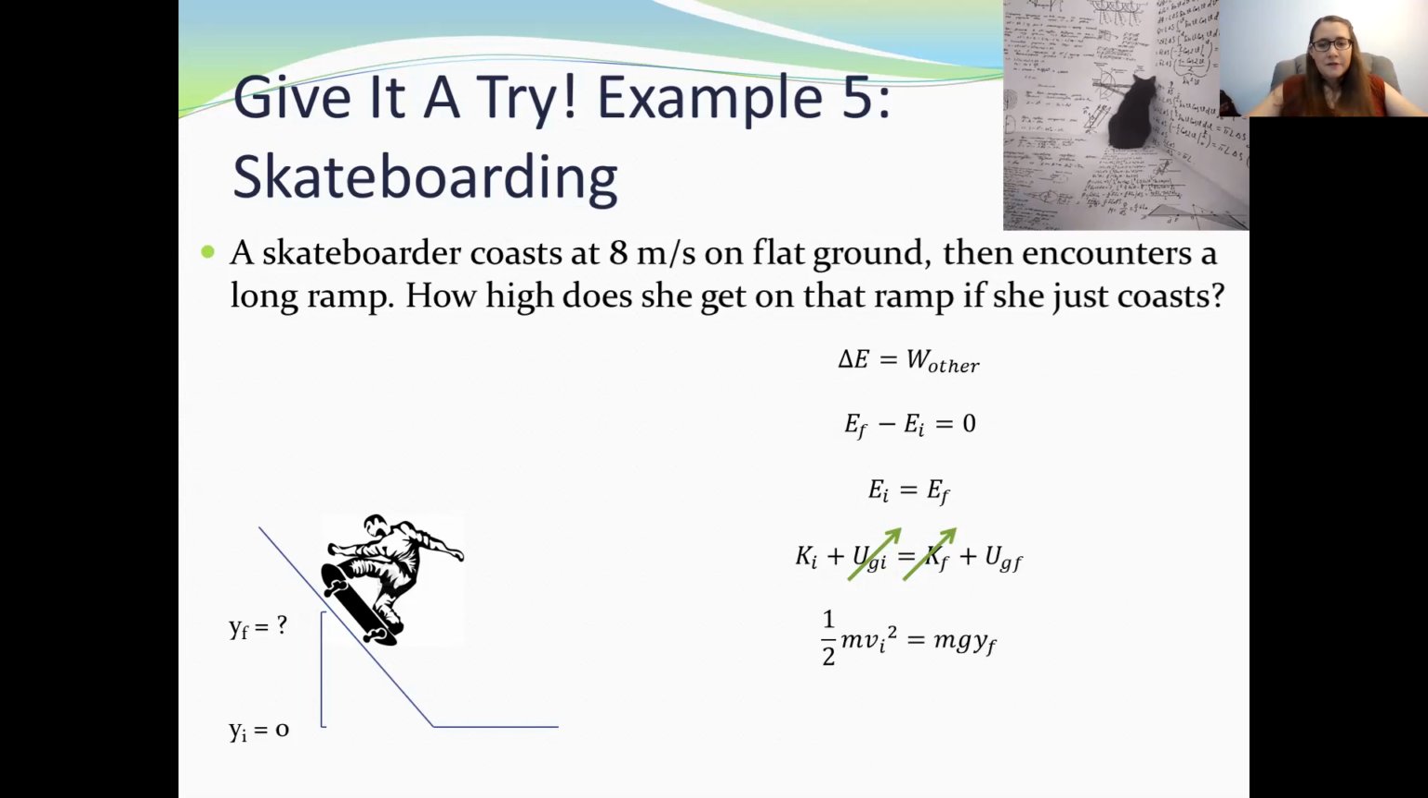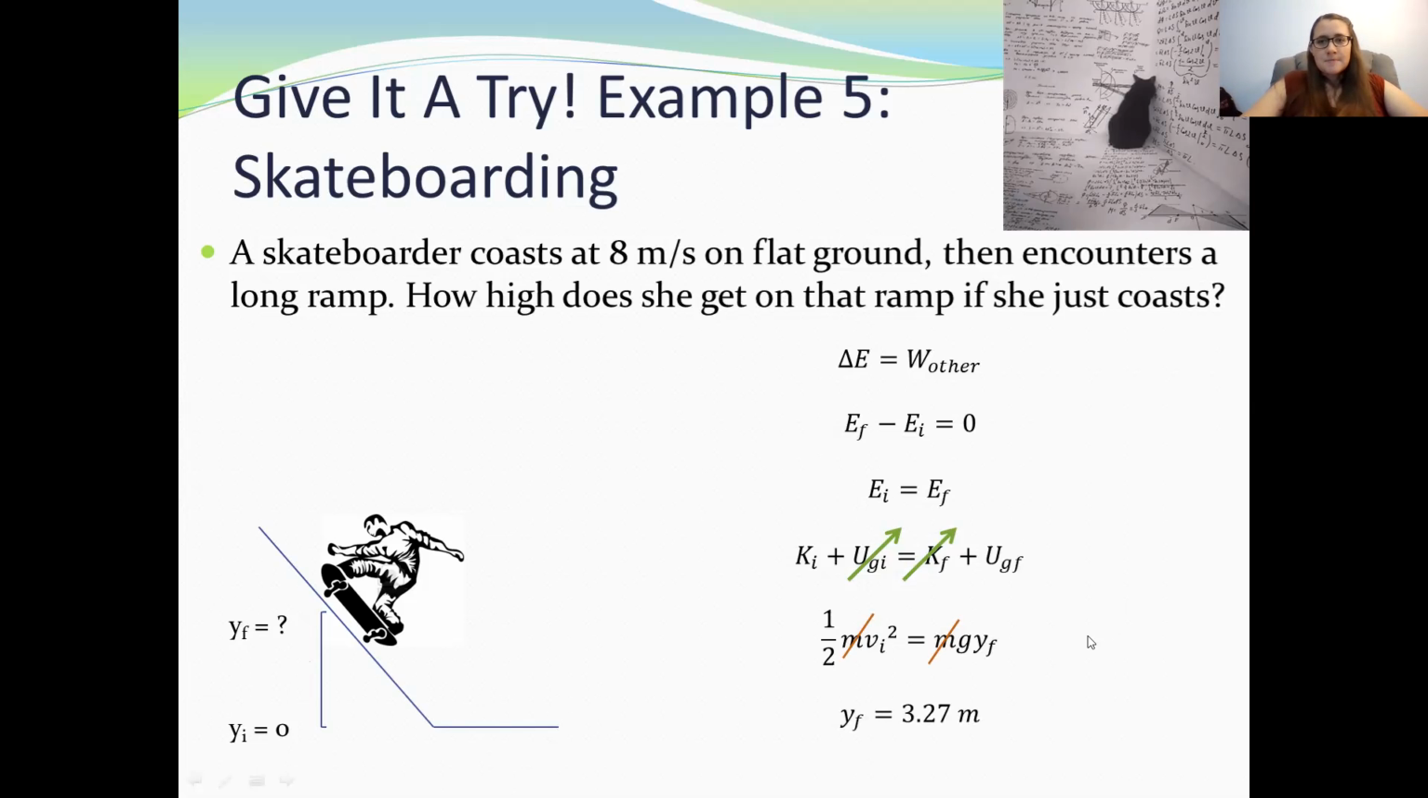So kinetic energy at first is 1/2 m v initial squared. And then that gravitational potential energy at the end is mass times g times that final height. And in this drawing, we can see the final height is labeled yF, so y final. Well, as you can see, we have the mass on both sides of the equation, and she keeps the same mass the whole time, so we can cancel out those two masses. And now we're solving for yF, right?